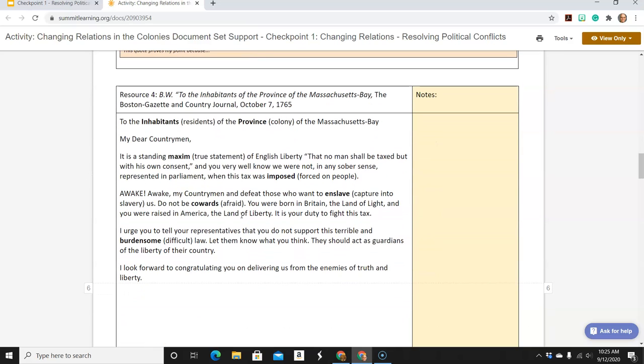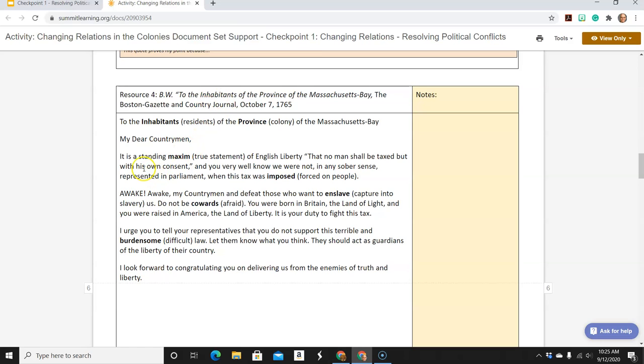Resource 4 is by author B.W. and it's titled "To the Inhabitants of the Province of Massachusetts Bay," and it's published in the newspaper the Boston Gazette and Country Journal. Take a look at what B.W.